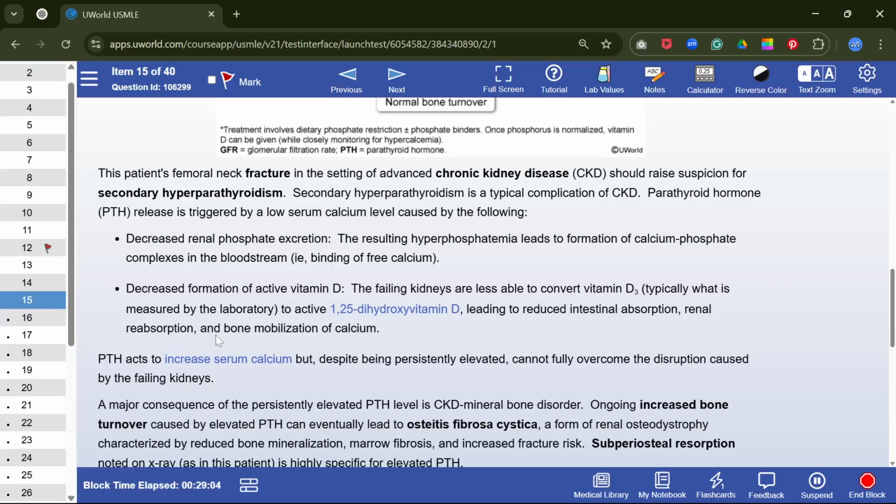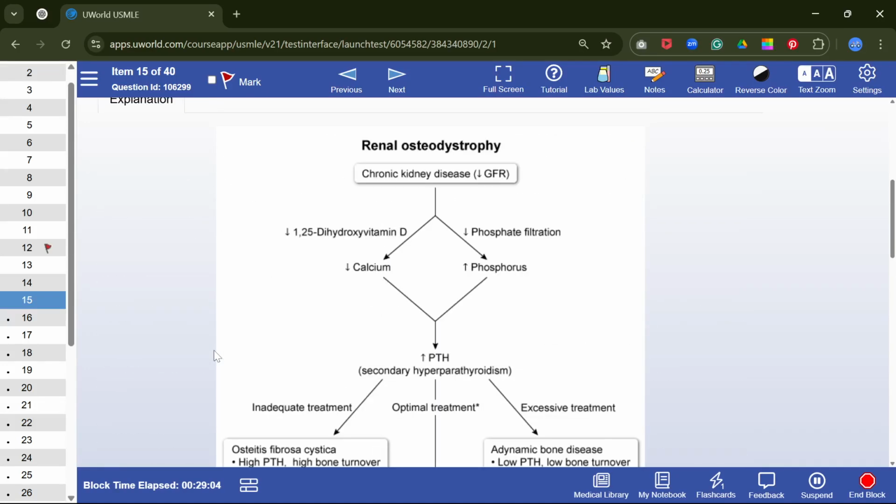Renal osteodystrophy: CKD will decrease GFR. If there is CKD, there will be decreased 1,25-dihydroxyvitamin D and decreased phosphate filtration. CKD will cause decreased calcium and increased phosphorus, and thus increased parathyroid hormone. It is secondary hyperparathyroidism.